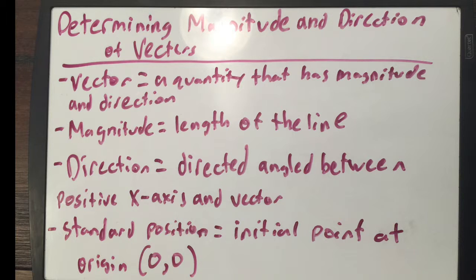Determining magnitude and direction of vectors. A vector is a quantity that has magnitude and direction. Magnitude is the length of the line, and direction is the directed angle between the positive x-axis and the vector. Standard position is the initial point at the origin, 0, 0.